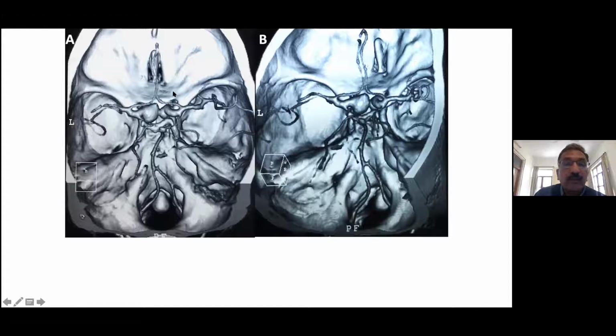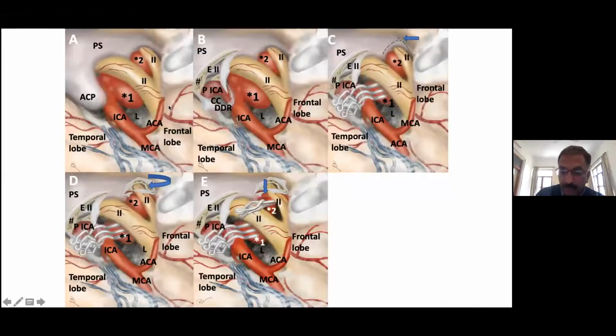Then we drilled the planum sphenoidale and the optic foramen on the opposite side, and then clipped the medially pointing ICA aneurysm arising from the ICA on the opposite side.